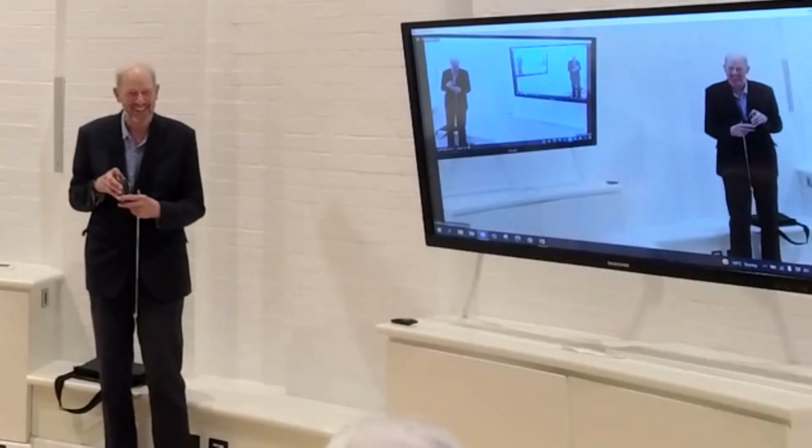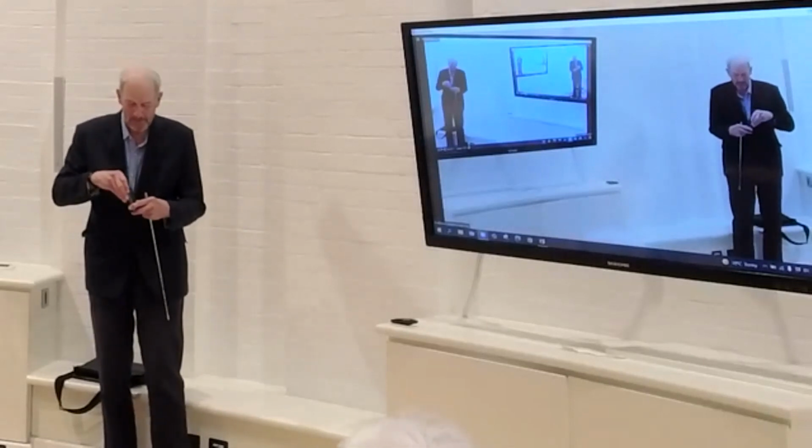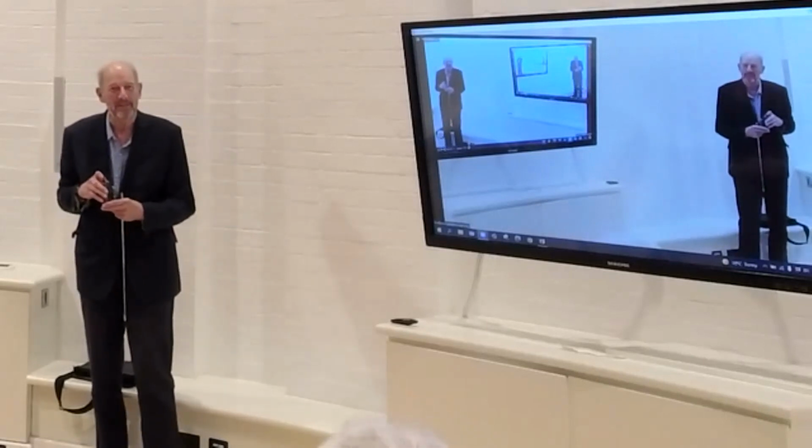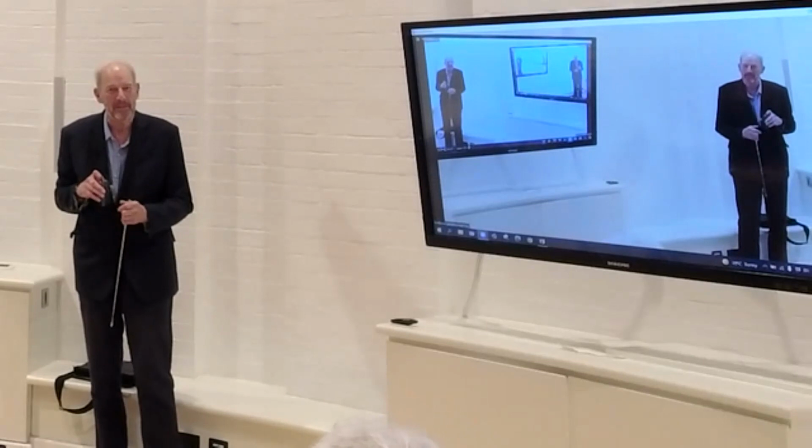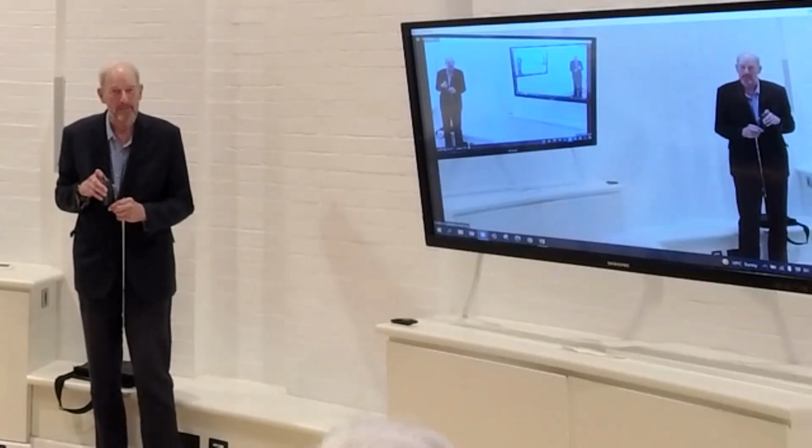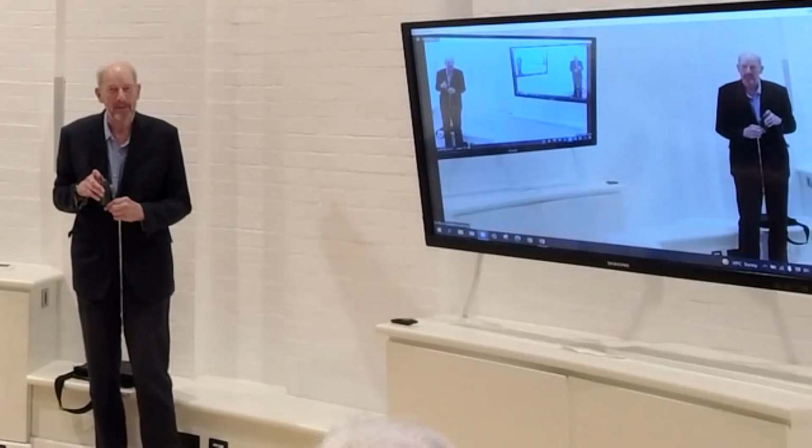How widespread are these sorts of mosaics across the region? I mean, we've seen some beautiful examples here. Are there very few, or are there quite a few?